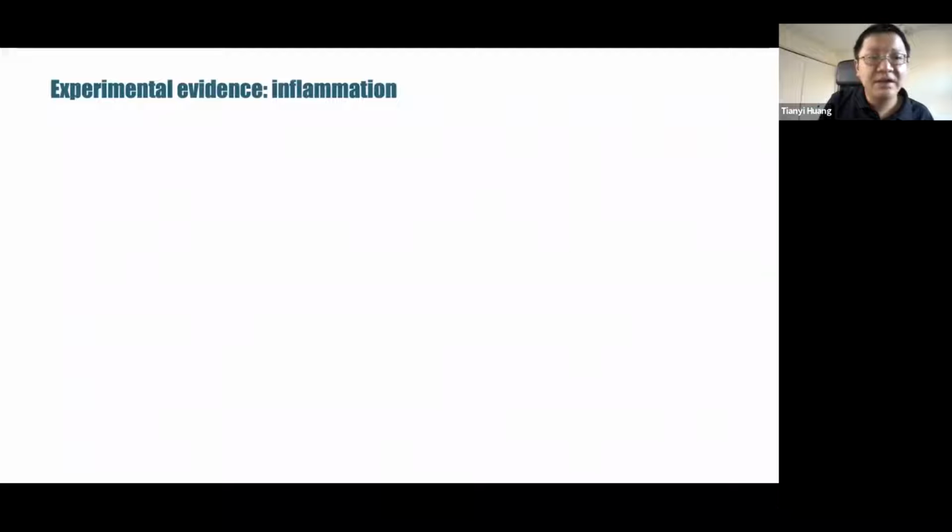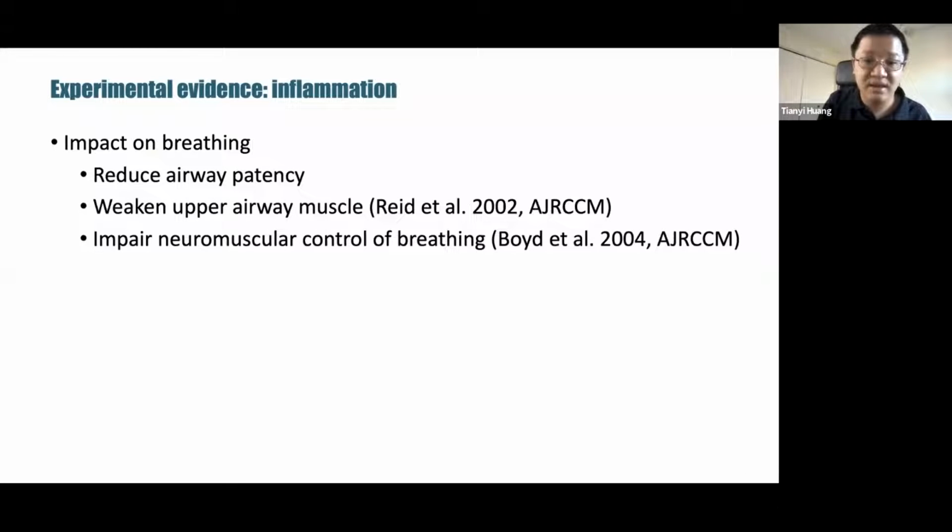There actually are not that many experimental studies examining inflammation or insulin resistance in the pathogenesis of sleep apnea. Most of those studies are also very old, back in the early 2000s. But the good thing is that these studies provide very direct and compelling evidence suggesting that inflammation can promote sleep apnea occurrence.